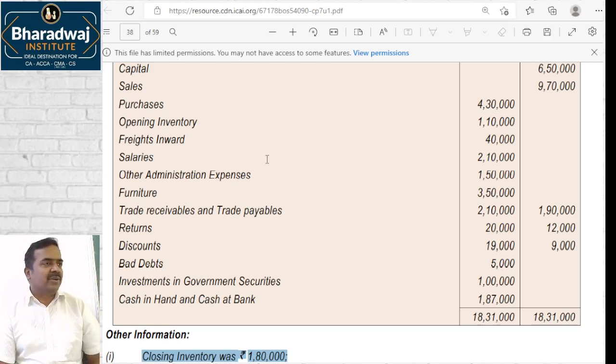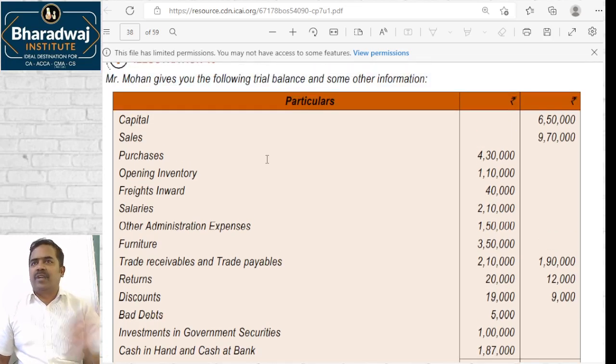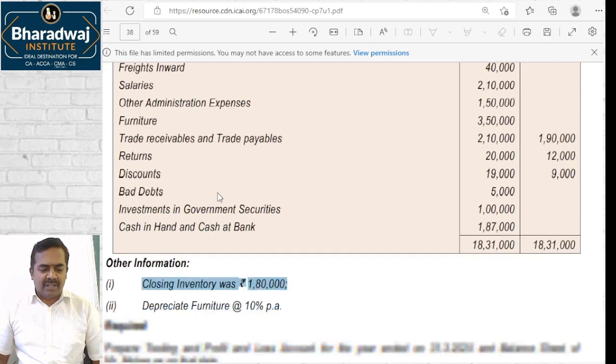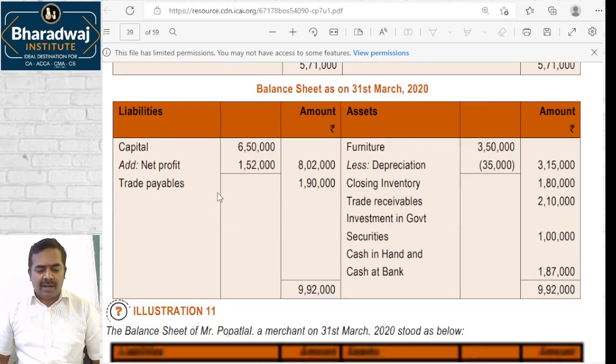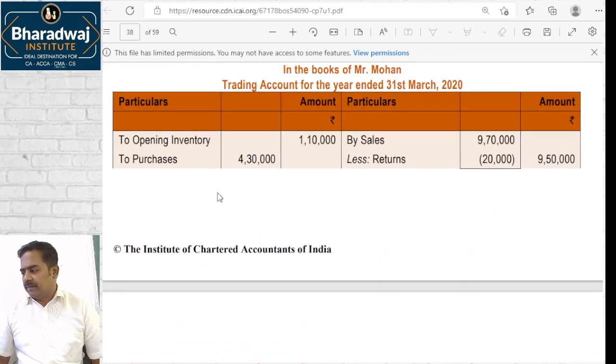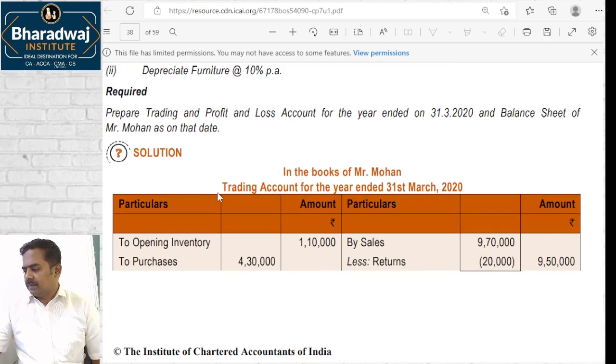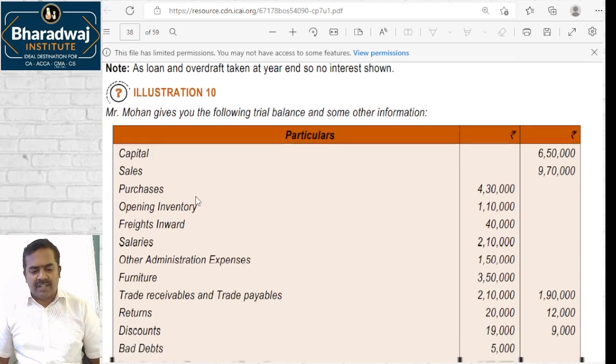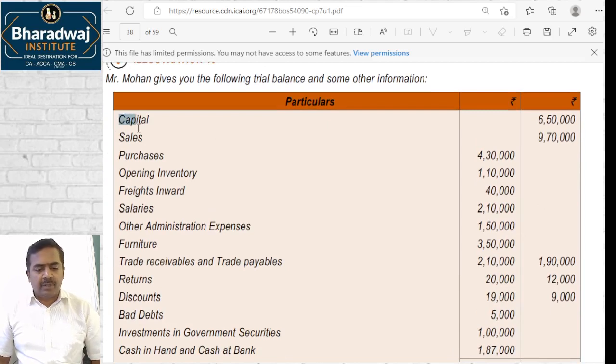If you are a trader, you will deal with only finished goods. You just buy and sell the goods. You don't do any manufacturing. Where we prepare a trading P&L account and a balance sheet. For a non-manufacturer, only this much. For example, we analyze capital. Where will this come? Balance sheet.